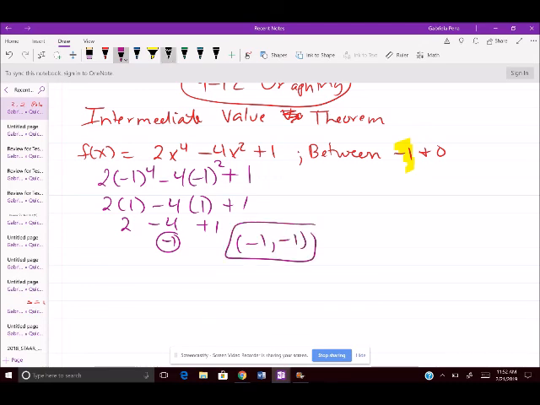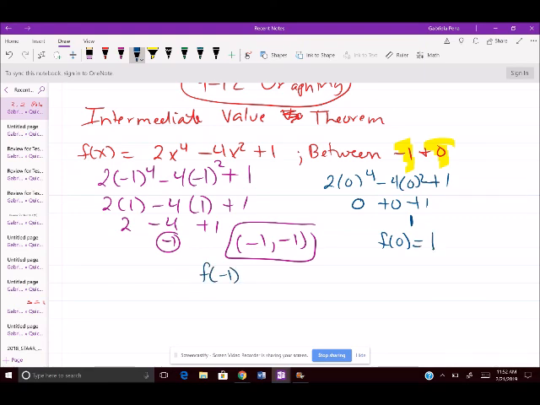But then you also have to do it for the 0. So let's do it for the 0. 2 times 0 to the 4th minus 4 times 0 squared plus 1. Well, this is going to become what? 0. This is going to become 0 plus 1, which is a 1. So my answer, when it's the 0, it's a 1. When it was a -1, it was a -1.